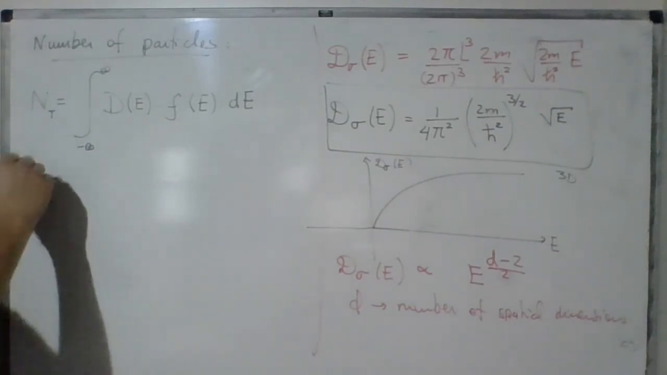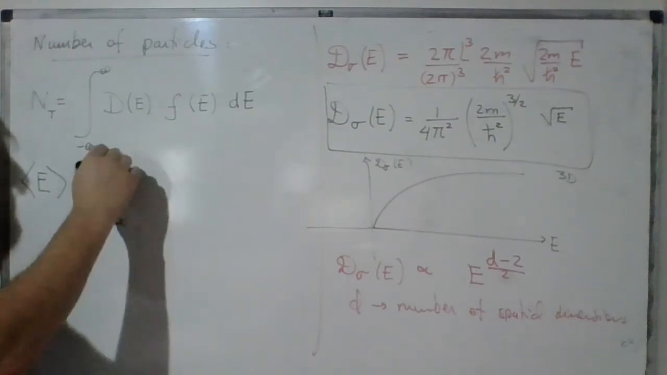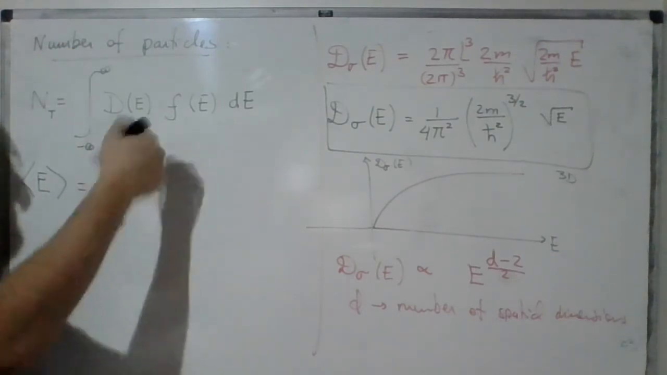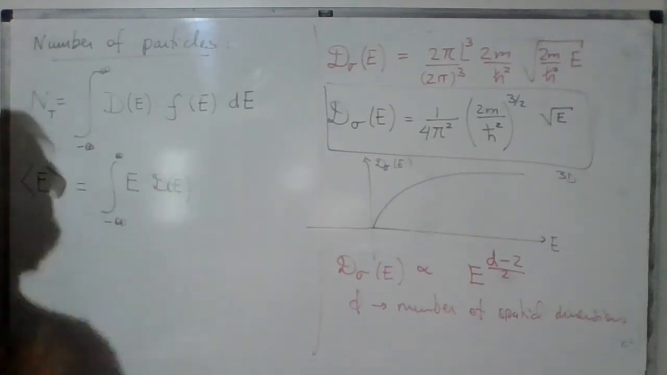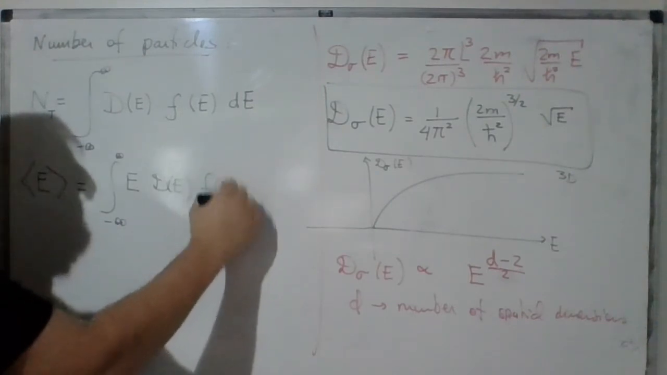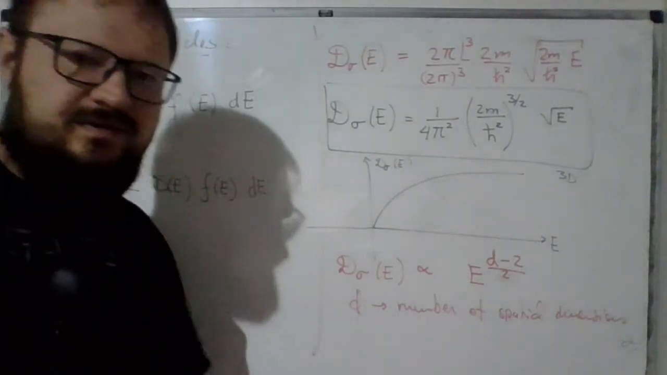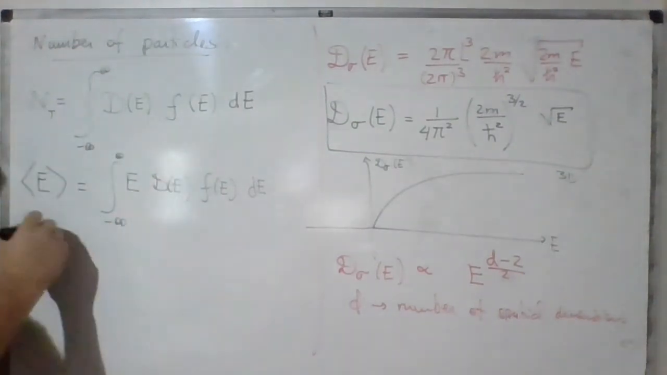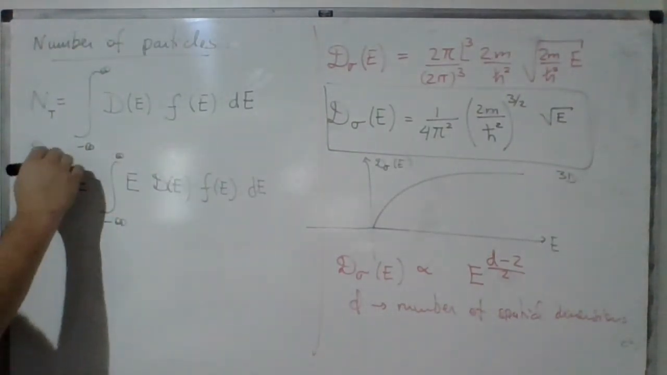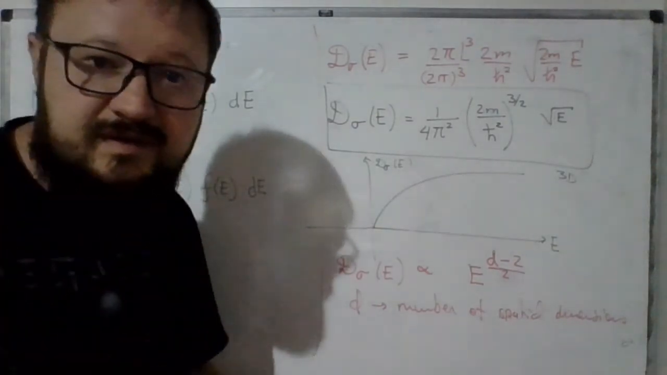If you want to calculate the average of the energy of your system, you need to integrate from minus infinity to infinity the operator you are trying to measure, times the density of states at that energy, times the probability of occupation, integrated over the energies of your system. So if you want to calculate the energy of your system, the number of particles, or whatever quantities you want to calculate, it depends on the density of states.